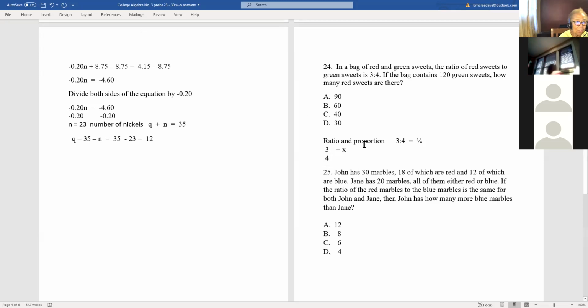Okay, so you want to say x. So 3 is the ratio of red to green, and we're looking for red. So that'll be x over the 120. So make sure when you put your ratio and proportion, you keep them in order. Let's put our 120 here.